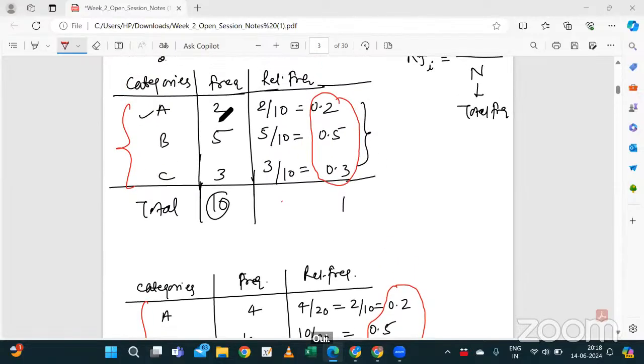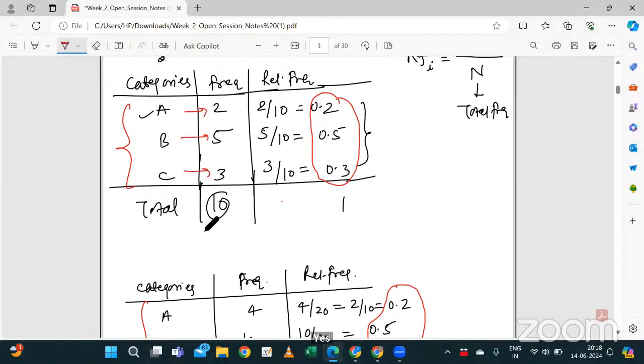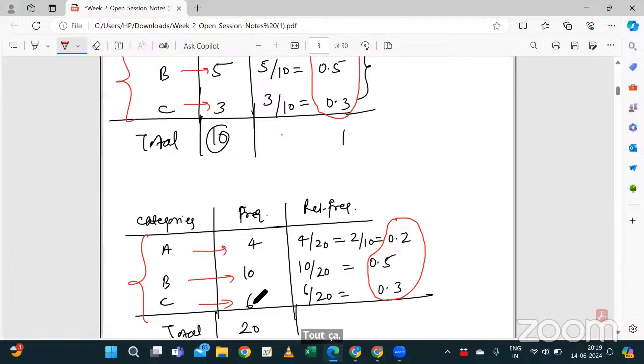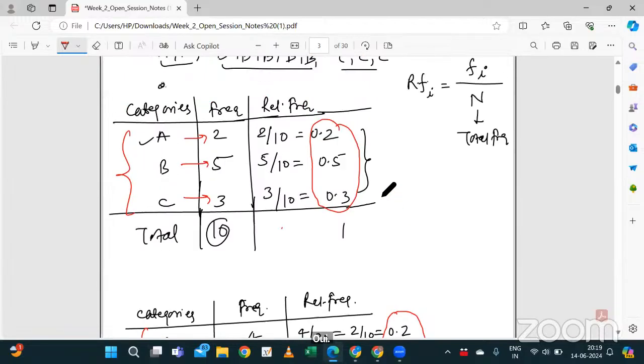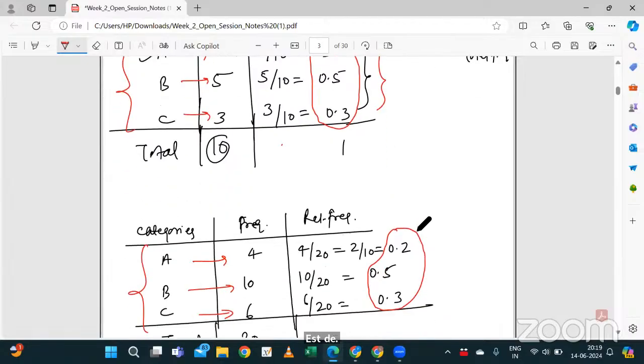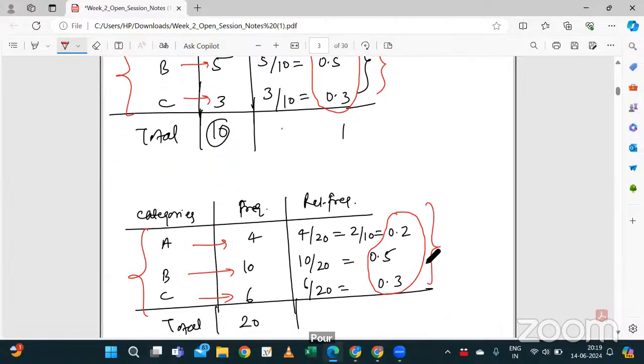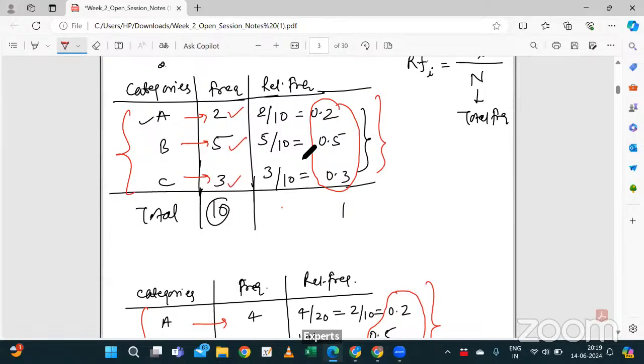For example, for this data set, you can see the frequencies are the same, right? But if you see the relative frequencies, they are the same, right? So you can simply say relatively both data are the same or not. But for both data the output is the same, no? The frequencies are the same, okay. But if you compute the relative frequency for these two data.